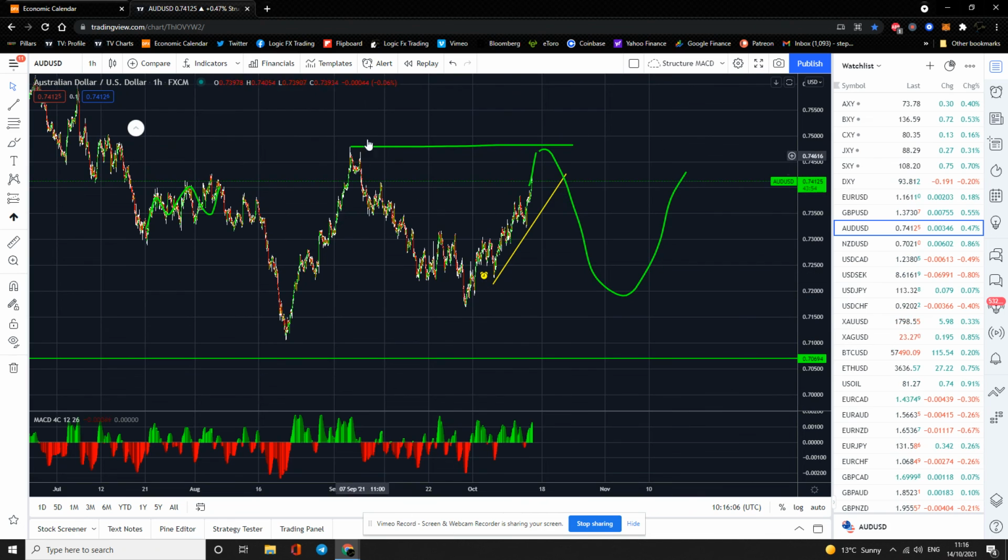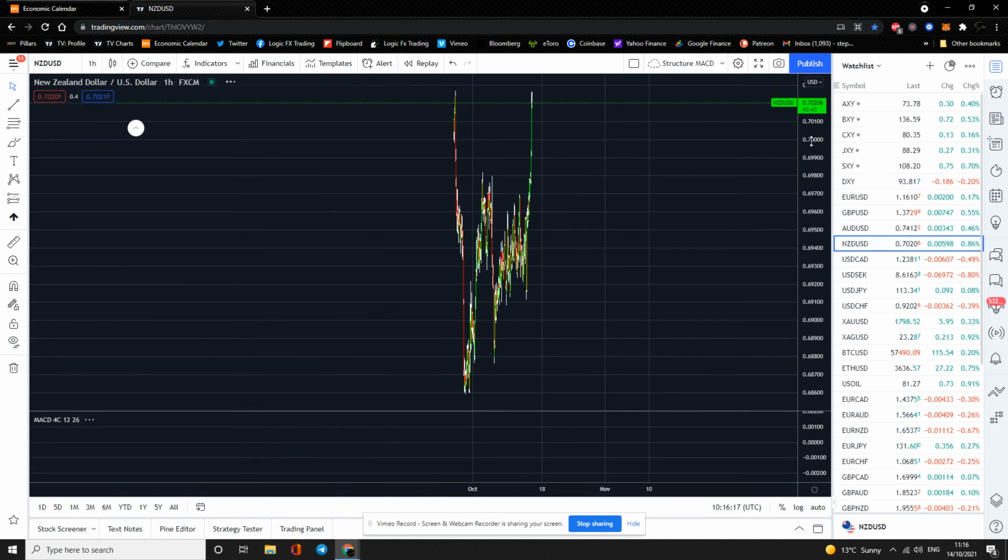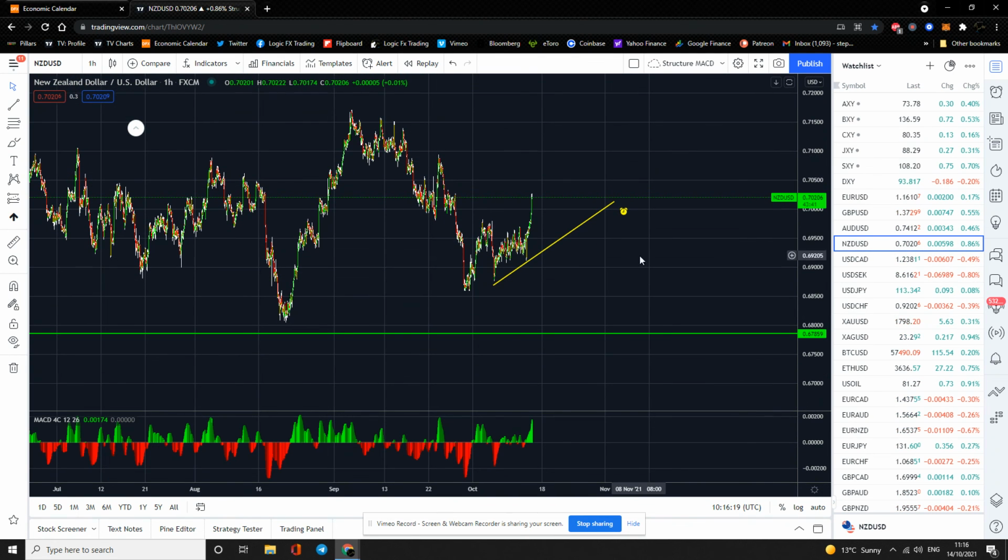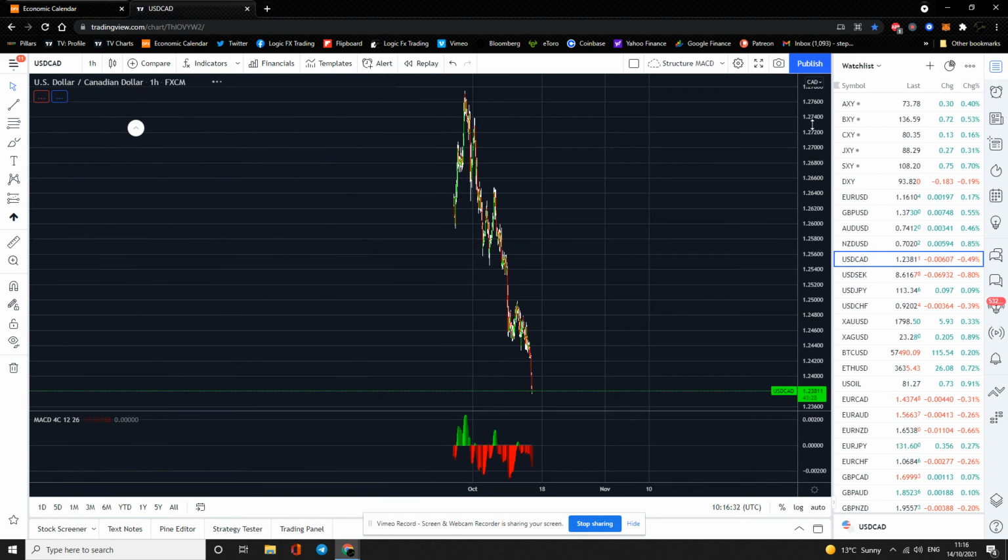Aussie pushing on up, still looking for this to run flat, guys. At the moment it's going up. Maybe it comes into there and then we get a drop from there. We'll have to see. If it breaks that, then maybe we're talking about something else. New Zealand, same thing. Nice push up. Would have been nice to have traded that yesterday. Maybe I should have. I don't mean that one particular. I mean that DXY drop.